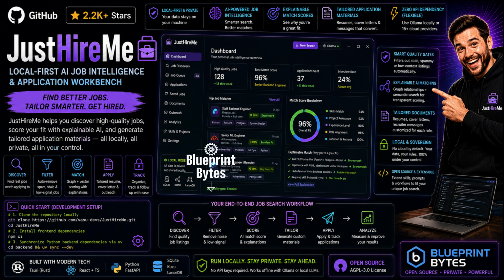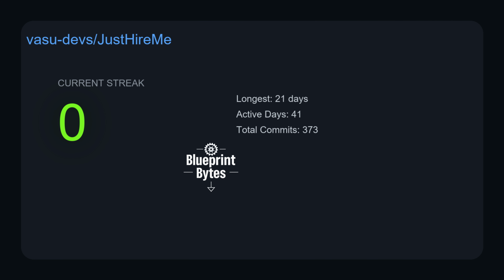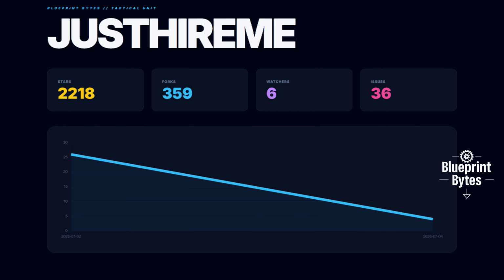JustHireMe is an open-source desktop application that helps job seekers manage the entire application process with the assistance of AI while keeping their personal data private.